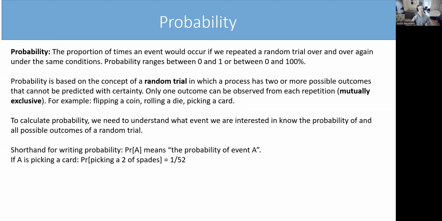Okay. A shorthand for writing probability is as follows. Pr(A), the probability of event A happening. If A is picking a card, then the probability of picking a 2 of spades, which is the card I chose, is 1 in 52, assuming a normal deck, because a deck of cards has 52 cards in it.